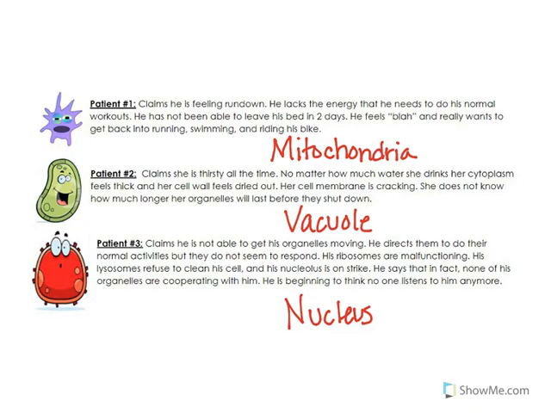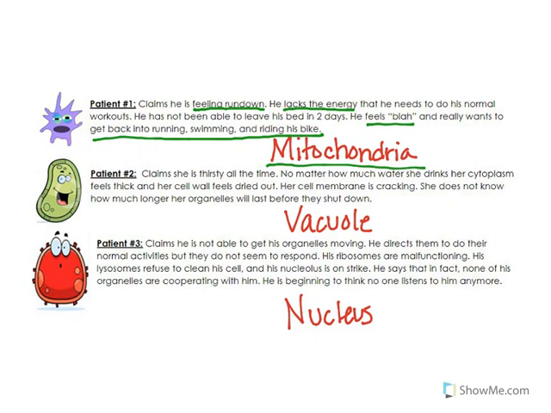So you had a homework assignment where you had to read the symptoms of these different cell patients and determine which organelle was malfunctioning. So I do want to take a moment and go over those dealing with cellular homeostasis. With patient 1, a couple of things that you should have noticed: he's feeling run down, lacks energy, feels blah, and really wants to get back into running, swimming, and riding his bike. The only organelle that deals with energy is your mitochondria. So patient number 1 would have had a malfunctioning mitochondria.